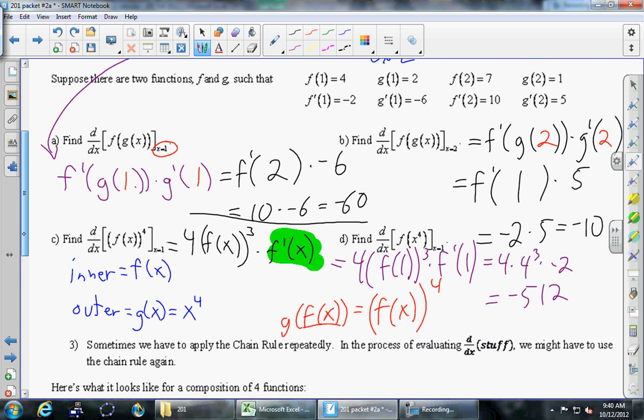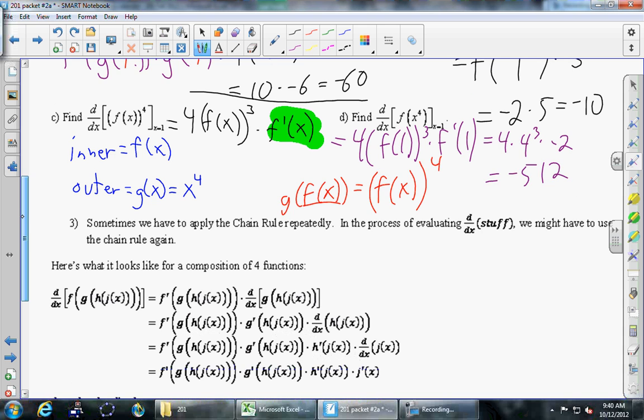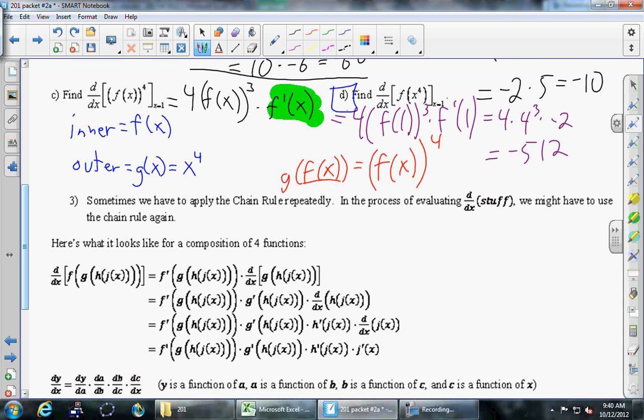All right, so part D, I have no space for it. Maybe you do. It says the derivative of f of x to the 4th. I'm going to squeeze this one down here. Again, I think of inner function and outer function. What is the inner function? It's x to the 4th, the innermost part. I'm going to call that g of x. And then what's the outer function? It's f of x. It's just the f function. I don't know anything else about it, but I know it's called f.